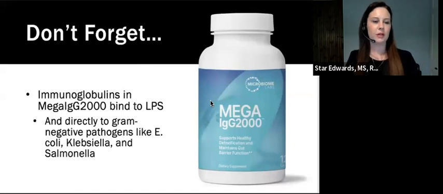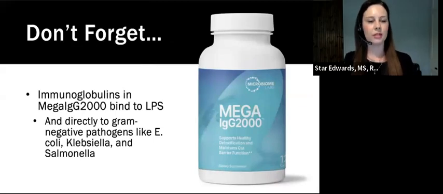And don't forget that if you are looking for LPS producers on BiomeFx and you see a lot of LPS producers, really high proteobacteria, your go-to is going to be Mega IgG 2000. The immunoglobulins in Mega IgG 2000 bind directly to LPS. It also binds to some gram-negative pathogens, like E. coli, Klebsiella, and Salmonella.